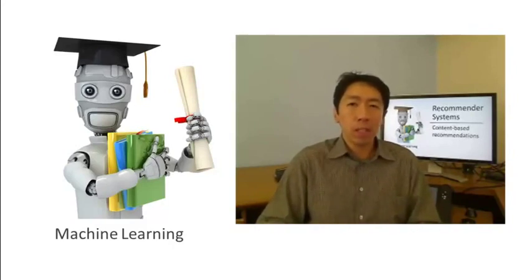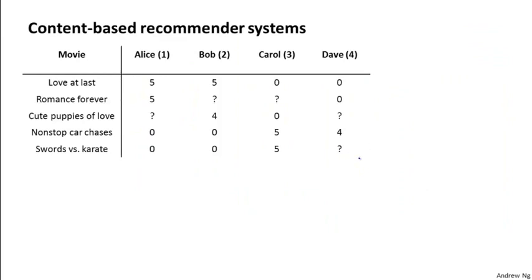In this video, I'd like to talk about our first approach to building a recommender system. This approach is called content-based recommendations. Here's our data set from before, and just to remind you of a bit of notation, I was using n_u to denote the number of users, and so that's equal to 4, and n_m to denote the number of movies. I have 5 movies. So how do I predict what these missing values would be?